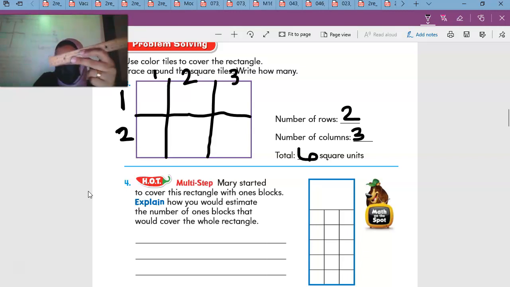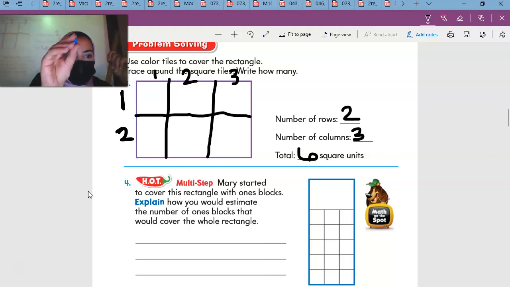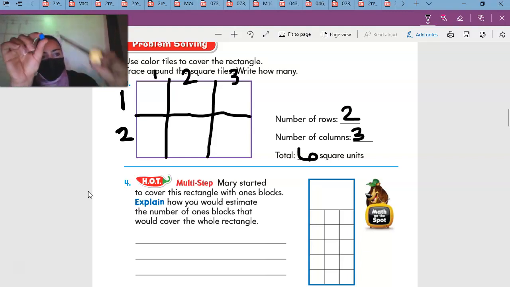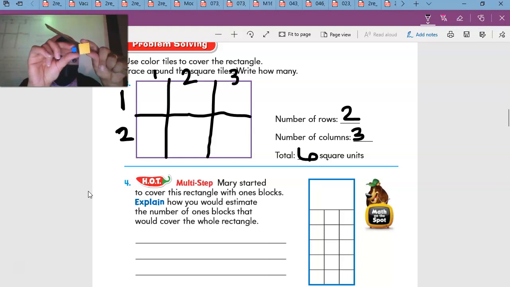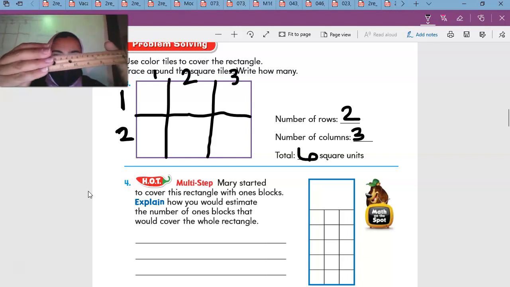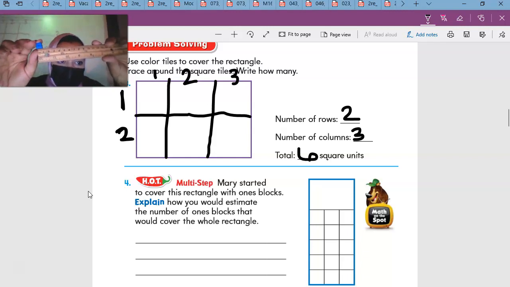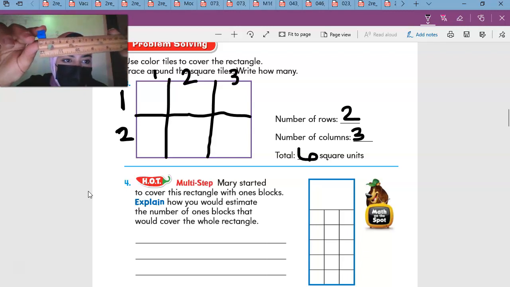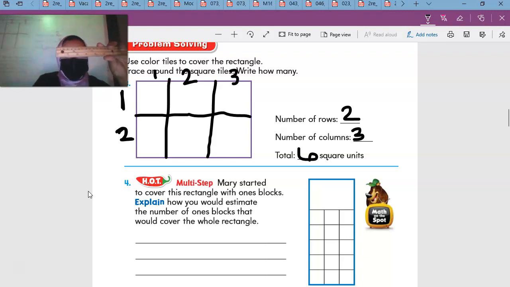Now, on number 4, it's saying with ones blocks. This is a ones block. It's not the same as a square unit block. It's smaller. A ones block is about what did you say, Dominic? Very good, you're right. It's about 1 centimeter long. So if I look on my ruler here and I line it up perfectly, it's exactly 1 centimeter. So when they say ones blocks, that means it's a smaller unit. It's in centimeters. If they say square units, then you know it's inches, and that's 1 inch, right?